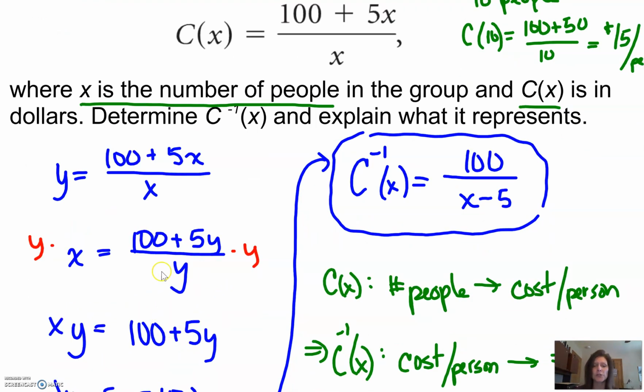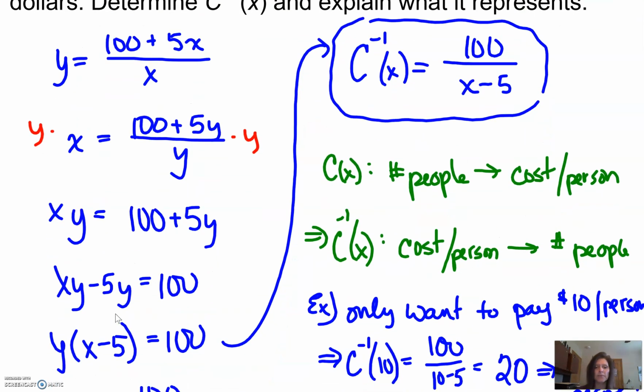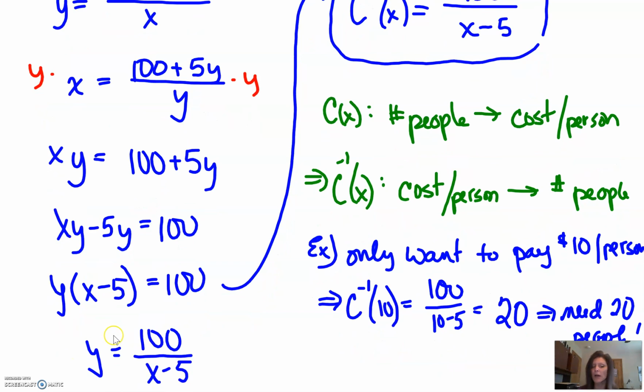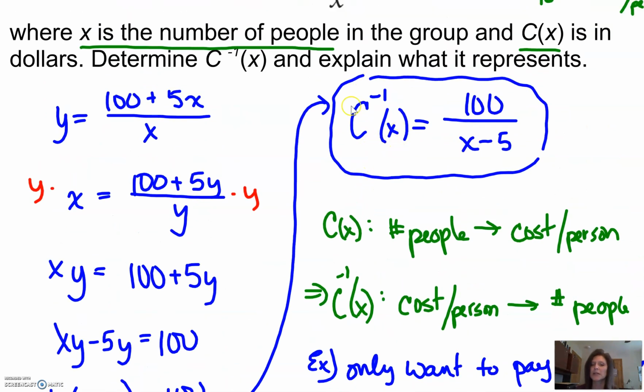Well, we want to clear the fractions, so multiply both sides by y. The problem is I have two terms involving y, so we need to get them on the same side. Which one am I solving for? Well, I'm solving for just the one, so we're going to factor it out so that it really is just one y to solve for. And then looking at this, I realize that's multiplication. So to get y by itself, I would divide both sides by the x minus 5. All right, so my inverse function up here is going to be C inverse of x is 100 over x minus 5.